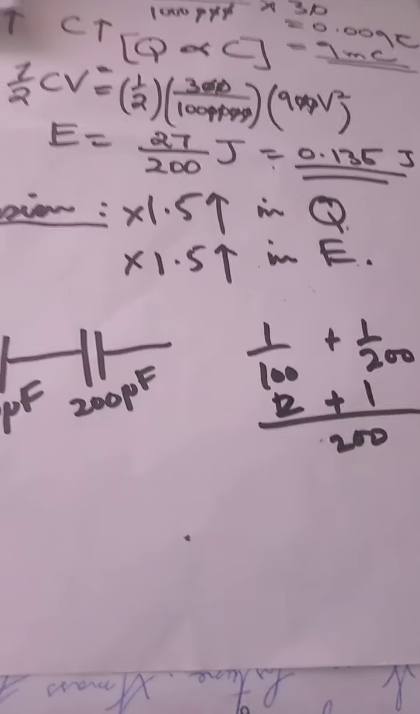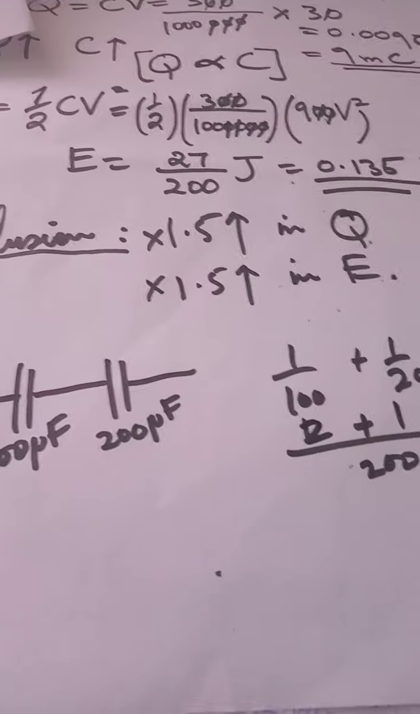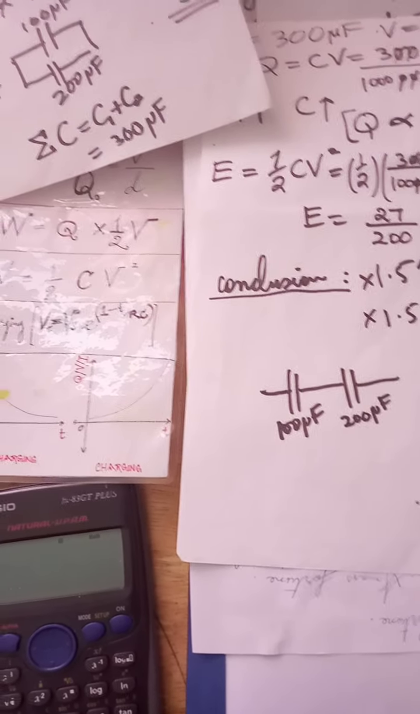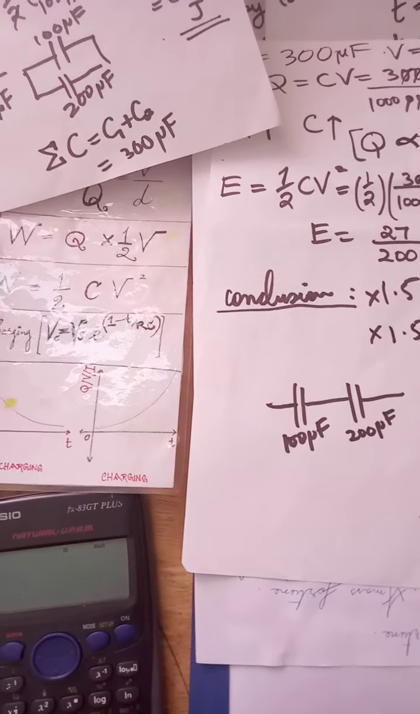So that's why capacitors are added in parallel and not in series, and resistors are added in series and not in parallel. Thank you. That concludes our session on A2 exam questions for capacitance and capacitors.